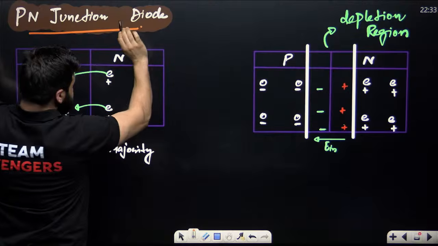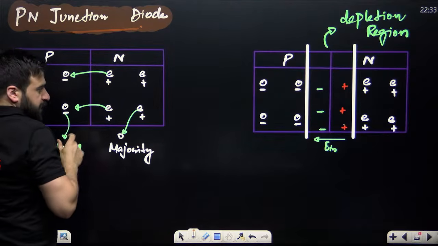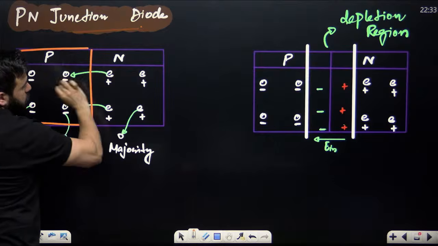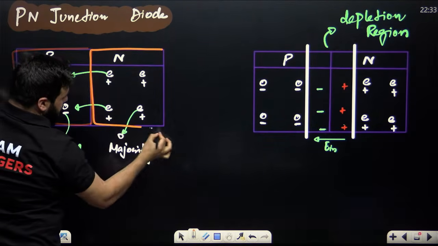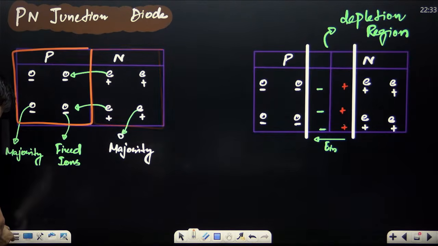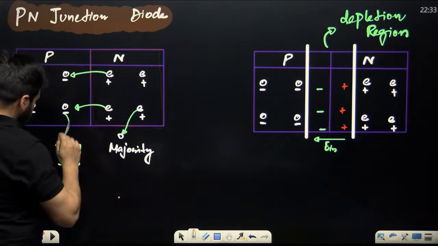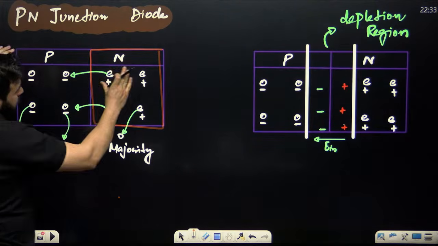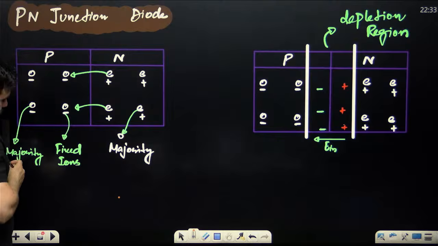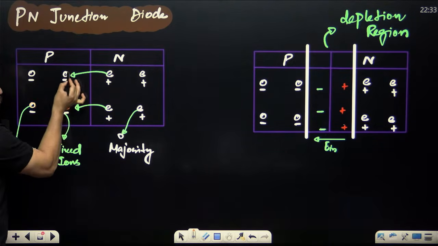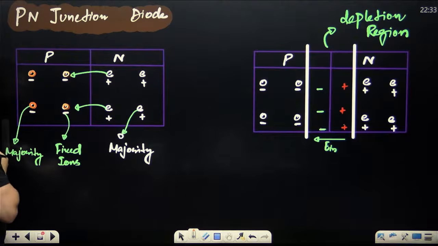See, PN junction diode means you have got a P-type semiconductor over here and an N-type semiconductor over here. Listen carefully. When it comes to the P-type, we say majority charge carriers are holes. These are the majority charge carriers.